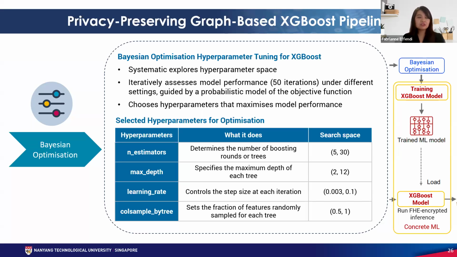And for optimization for this paper, we focused on four key parameters. n_estimators to determine the number of boosting rounds or trees, max_depth, which specifies the maximum depth of each tree, learning_rate to control the step size at each iteration, and colsample_bytree, where it sets the fraction of features randomly sampled for each tree.